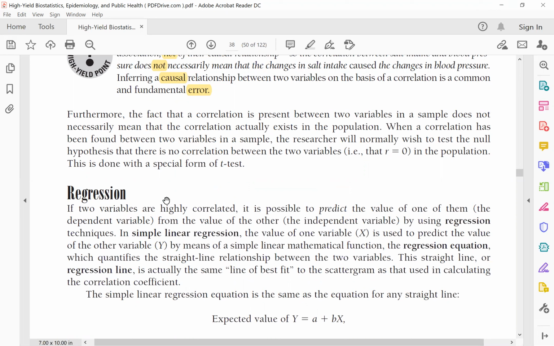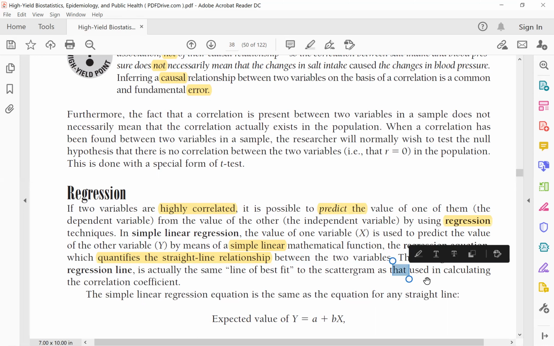So, regression. If two variables are highly correlated, it is possible to predict the value of one of them, the dependent variable, from the value of the other, the independent variable, by using regression techniques. In a simple linear regression, the value of one variable x is used to predict the value of the other variable y by means of a simple linear mathematical function, the regression equation, which quantifies the straight line relationship between the two variables.